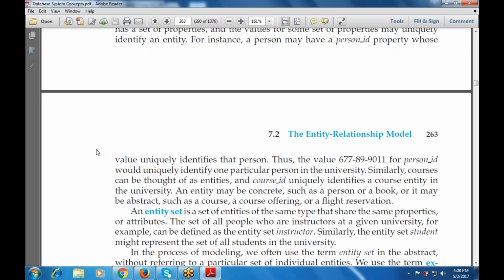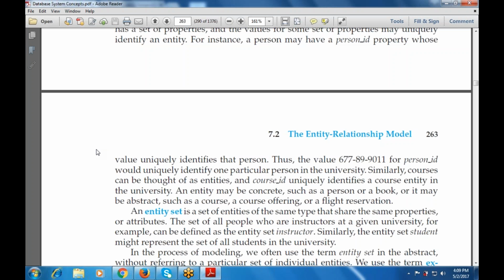Similarly, courses can be thought of as entities, and course ID uniquely identifies the course entity in the university. An entity may be concrete, such as a person or a book, or it may be abstract, such as a course offering or a flight reservation. An entity set is a set of entities of the same type that share the same properties or attributes. The set of all people who are instructors at the university, for example, can be defined as the entity set instructor.